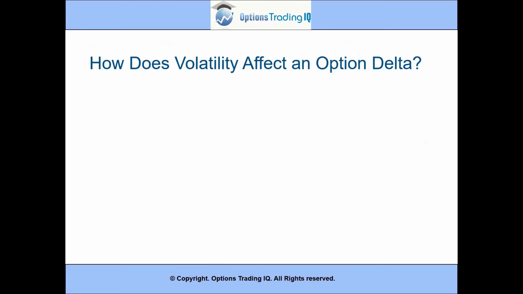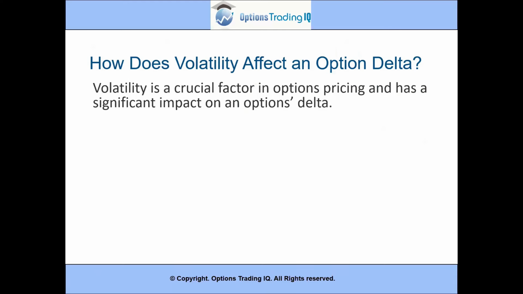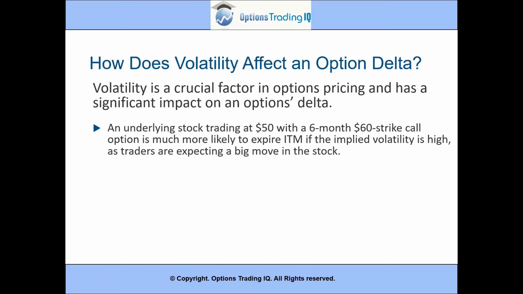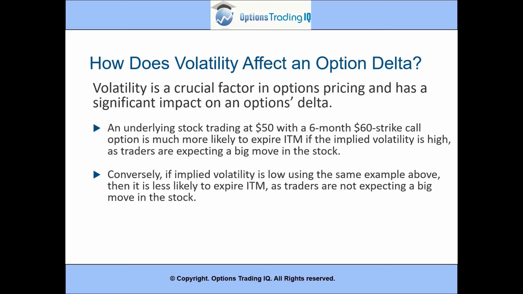What about volatility? So how does volatility affect an option delta? Volatility is a crucial factor in options pricing and has a significant impact on an option's delta. An underlying stock trading at $50 with a 6-month $60 strike call is much more likely to expire in the money if the implied volatility is high, as traders are expecting a big move in the stock. Conversely, if implied volatility is low, using the same example above, then it's less likely to expire in the money, as traders are not expecting a big move in the underlying.